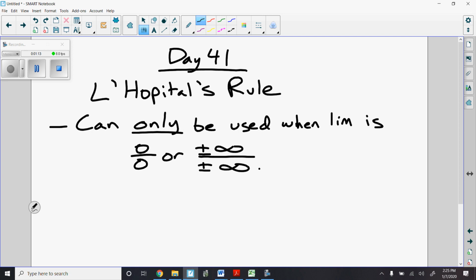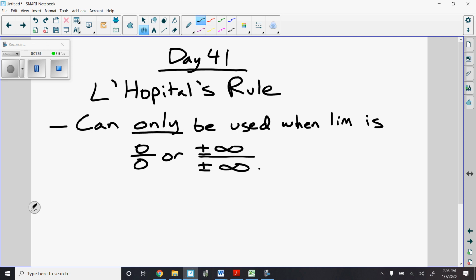And if this comes up on the free response portion of the AP test, you're going to have to show that we're in that indeterminate form, and you'll have to state that you're using L'Hopital's rule. So we'll practice that a lot, right? You don't have to worry about that so much if it was on the multiple choice, but on the free response, you have to be very careful on how you do this.